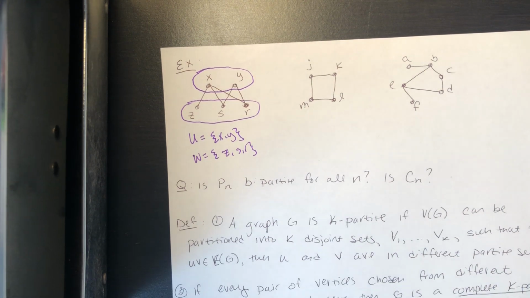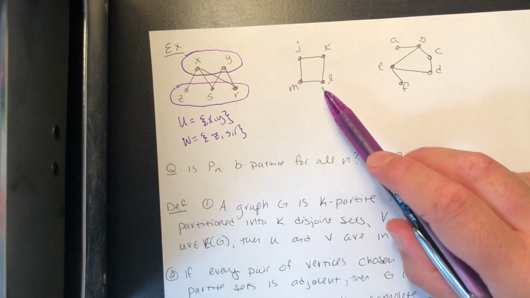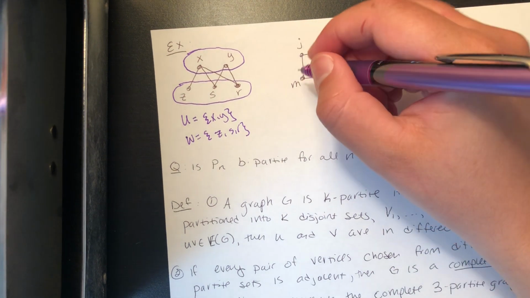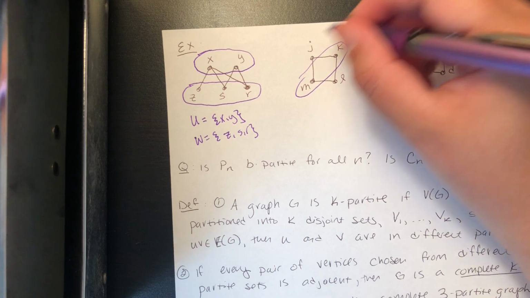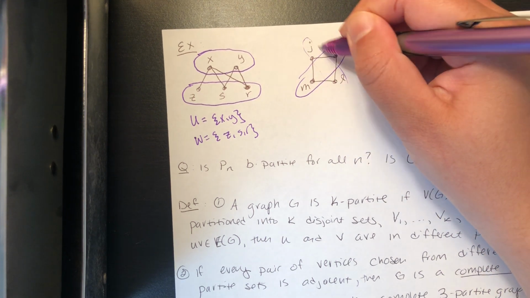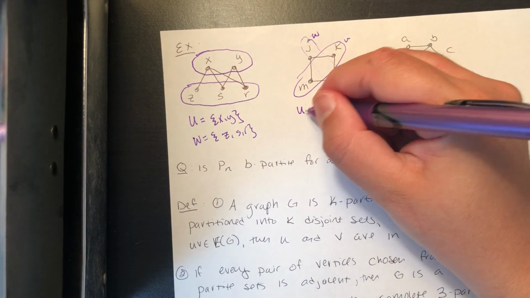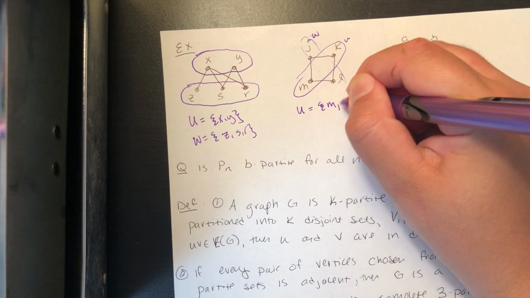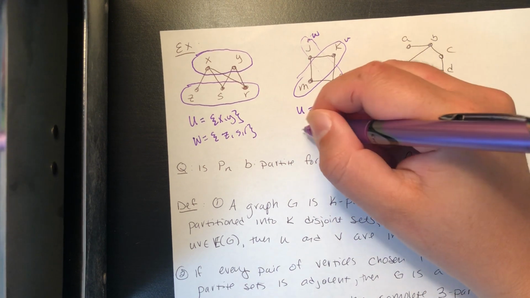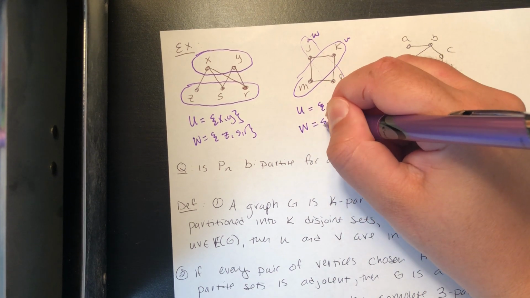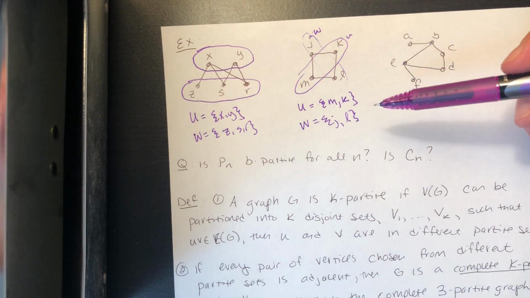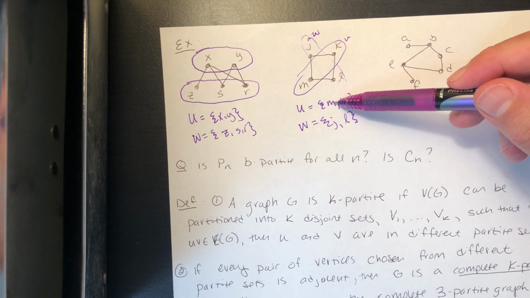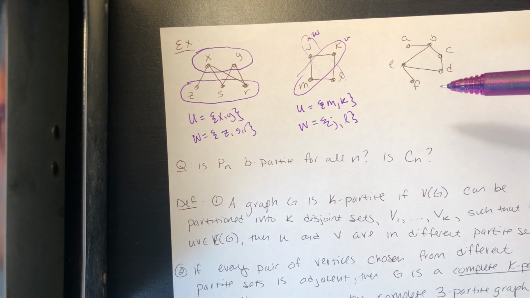Now this one is harder to see the way that it's drawn here, but we can break this up into partite sets. Here's our partite set, let's call it U, and then here's our partite set W. So U would be the set containing M and K, W would be the set containing J and L, and you can confirm that the only edges in this graph are connecting a vertex in U to a vertex in W.